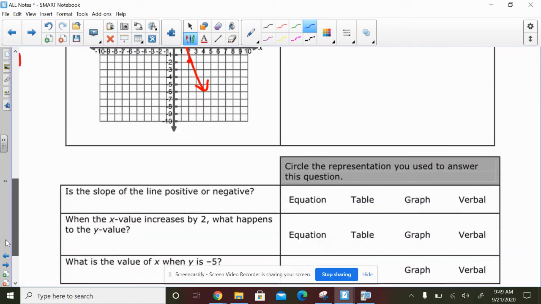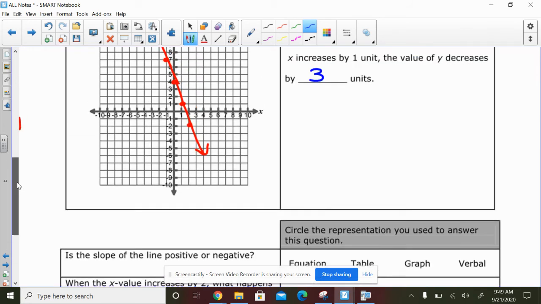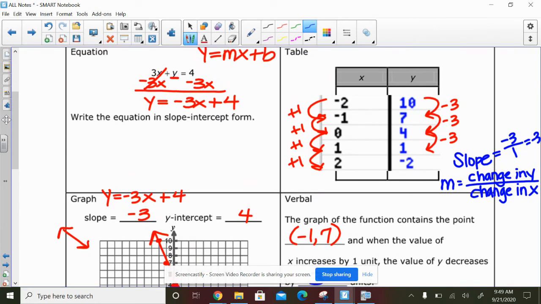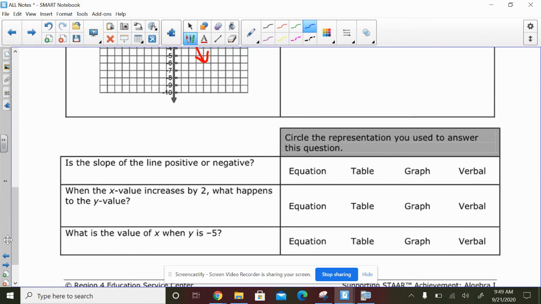Okay, and then the little questions at the bottom. It says, is the slope of the line positive or negative? Okay, you can look at any of these. All right, right there, negative 3, that is your slope. We also found negative 3 from the table, which is our slope. The slope right here says it's negative 3. Okay, so it is negative, and then it wants you to circle which thing that you used to figure that out. Okay, I'm just going to say I use the equation. You can use the graph, you can use the table, you can use verbal.